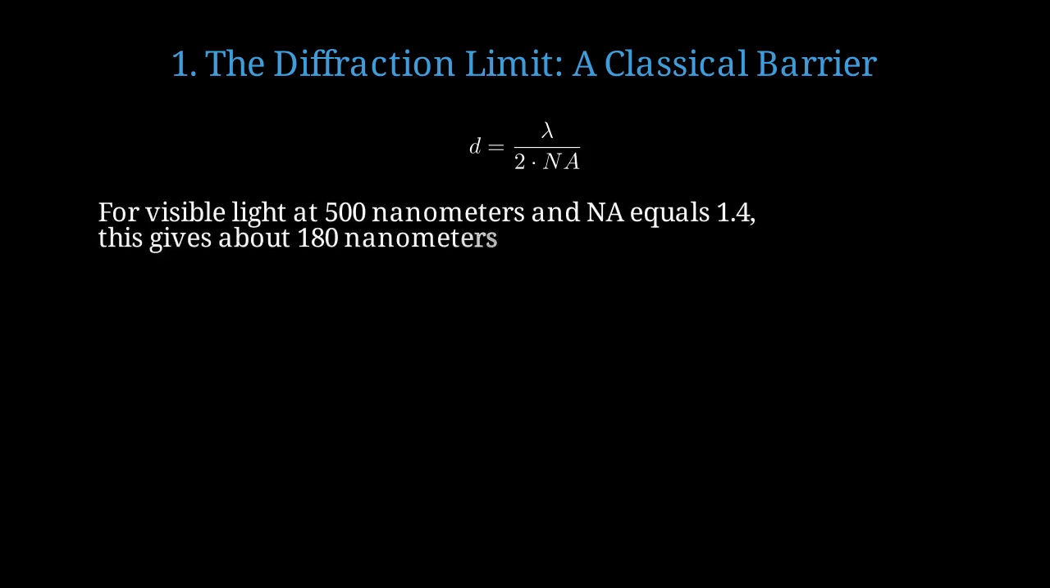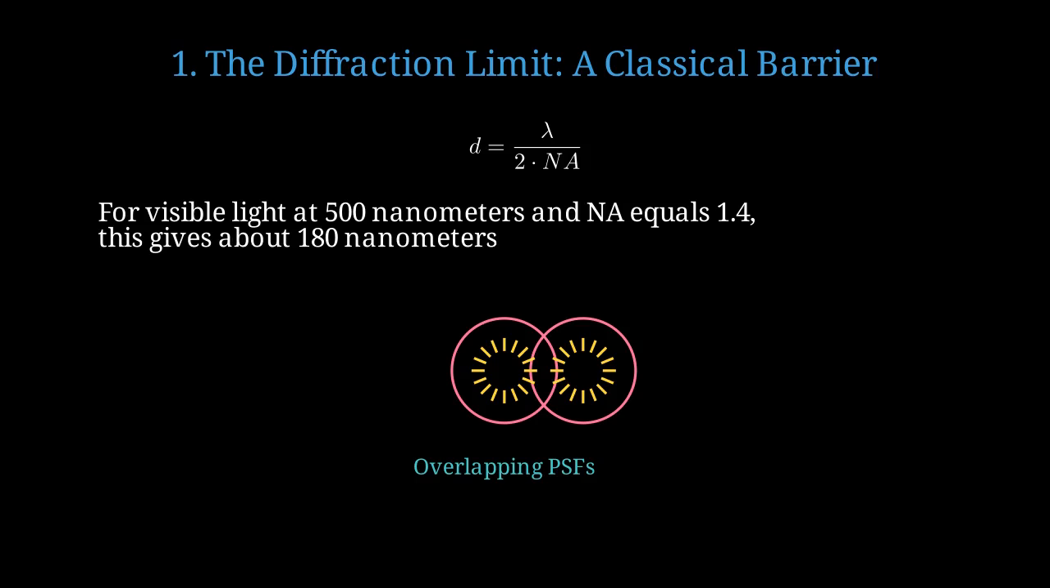Let's begin by understanding the classical diffraction limit, established by Ernst Abbe in 1873. The Abbe diffraction limit states that the minimum resolvable distance d equals wavelength lambda divided by 2 times the numerical aperture. For visible light at 500 nanometers wavelength with a high numerical aperture objective of 1.4, we get approximately 180 nanometers as our resolution limit. When 2 point sources are closer than this limit, their point spread functions overlap completely, making them indistinguishable as separate objects.